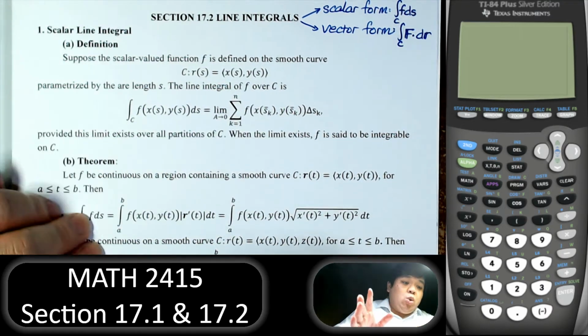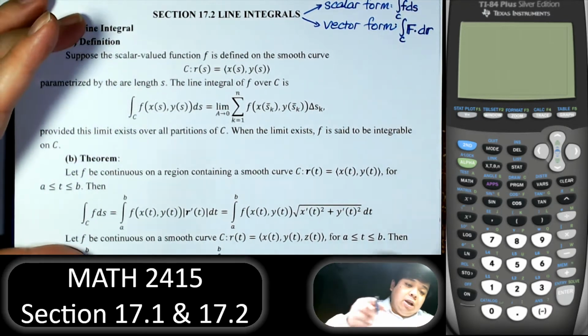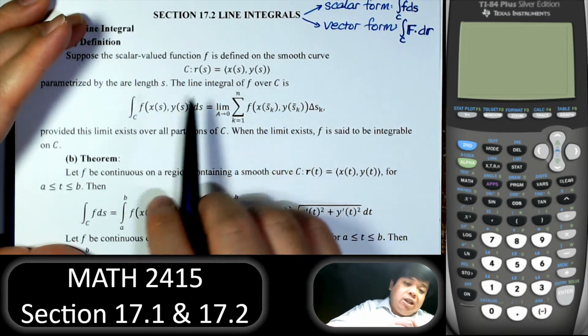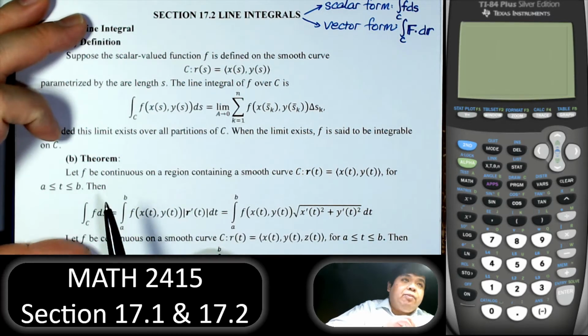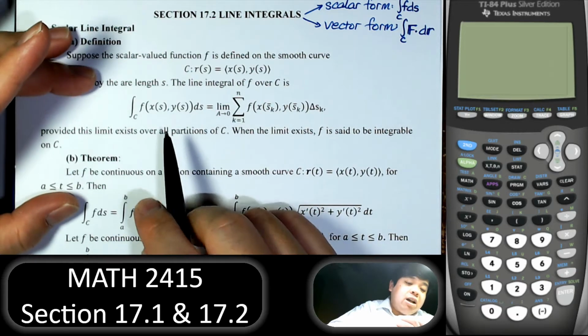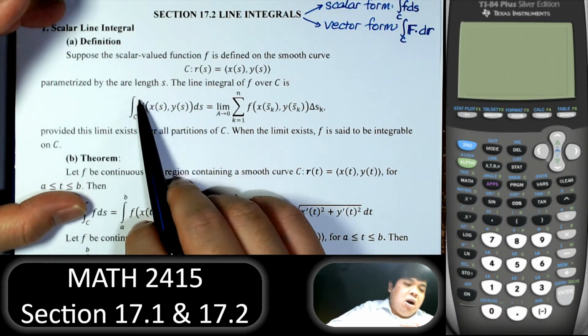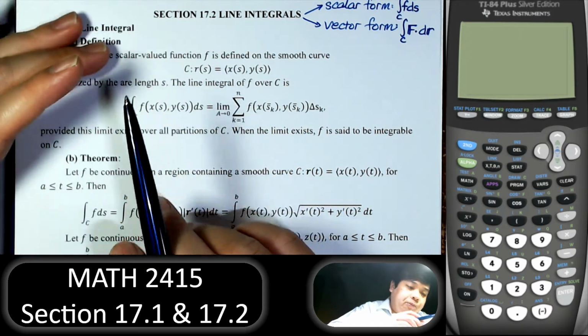By the way, don't get too hung up on this. There are much better ways to evaluate this integral. The line integral of f over C is given by this. Like I said, it's just a definition. Don't get too hung up on that, or on the parameterization by the arc length s. We don't need to.